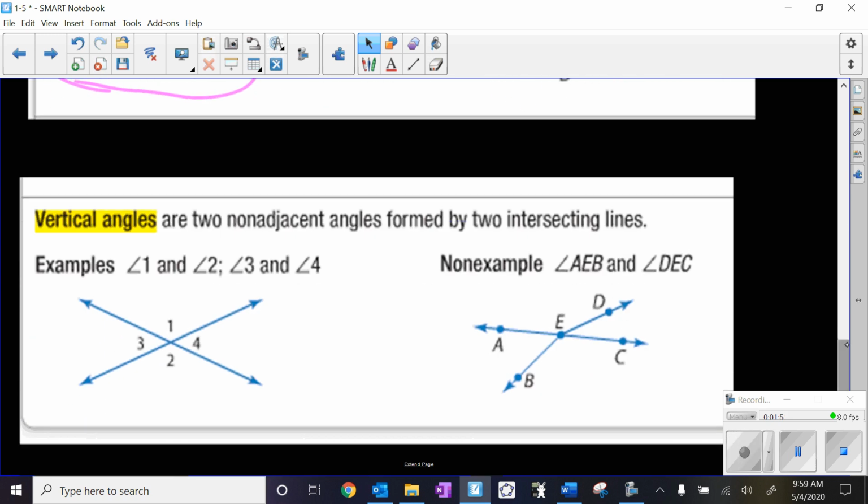The last one are considered vertical angles. Vertical angles are formed by two intersecting lines, and they're across from each other. So angle 1 and angle 2, those are vertical, and angle 3 and angle 4, those are vertical from this picture over here. If you want to also make a note of this as well, vertical angles are congruent. They have the same measure.